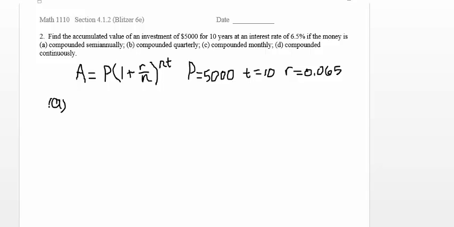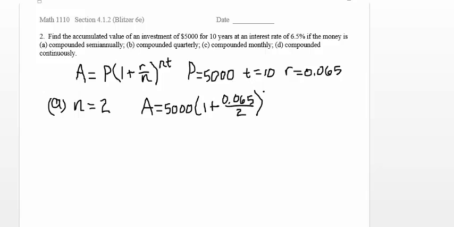So for part A, N is 2. To compound semi-annually means to compound twice a year. So A is 5,000 times 1 plus 0.065 over 2 raised to the 2 times 10 power. And I use my calculator to find the value of this calculation. So my accumulated value, if I only compound twice a year, is about $9,479.19.